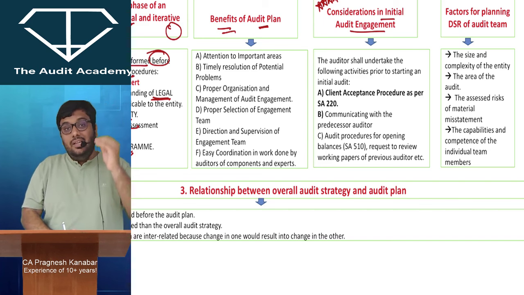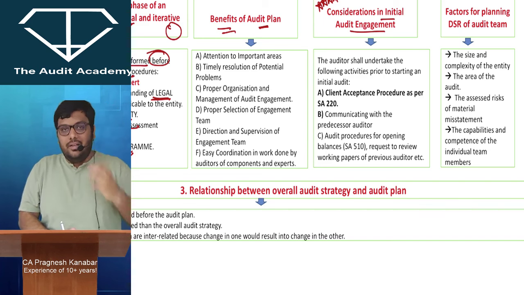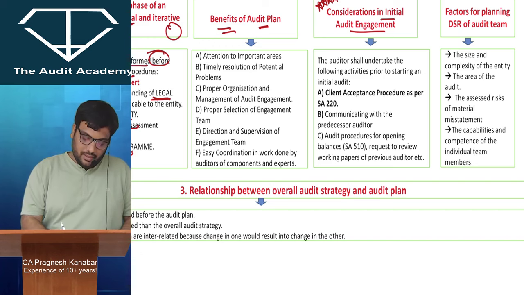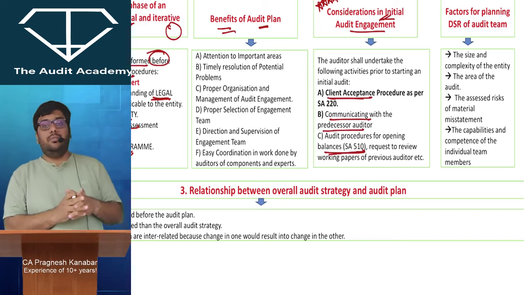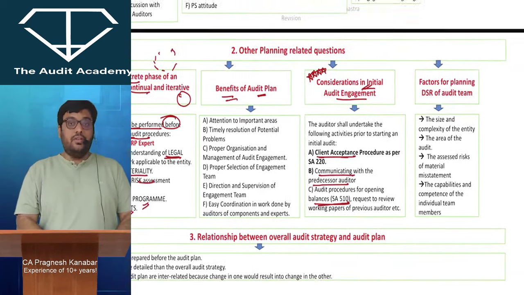So these are the three unique points we need to plan for, all right? And you will get your marks. Look at this. Considerations in initial audit engagement: communicating with the predecessor auditor, client acceptance procedures, and one reference to verification of opening balances, which will be a reference to SA 510.